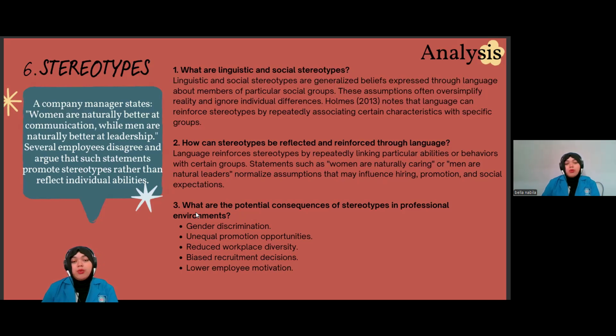Number three, what are the potential consequences of stereotypes in a professional environment? Gender discrimination and unequal promotion opportunities, reduced workplace diversity, biased recruitment decisions, and lower employee motivation.